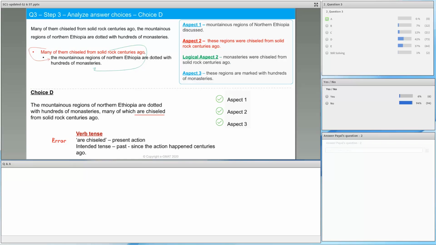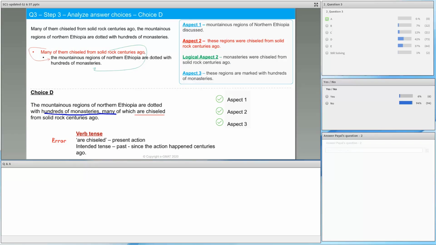Now, choice D and choice E. Choice D again fixes the logic, which is absolutely fine. The mountainous regions of northern Ethiopia are dotted with hundreds of monasteries. So no grammatical issue, no logical issue so far, many of which are chiseled from solid rock centuries ago. The logic is absolutely fine. Many of which are chiseled is talking about the closest noun, hundreds of monasteries. There's no problem with the logic in this sentence.